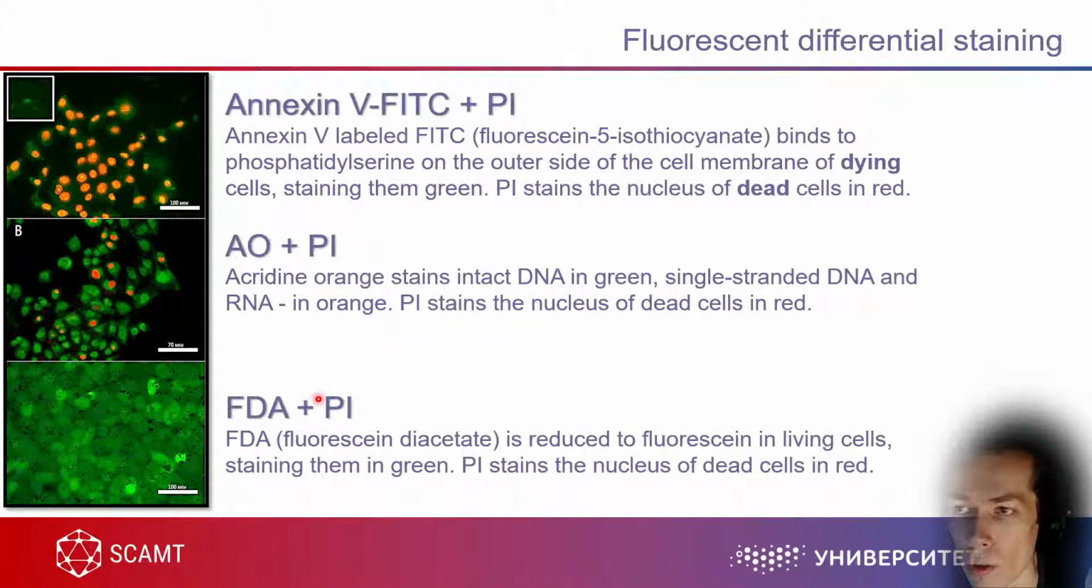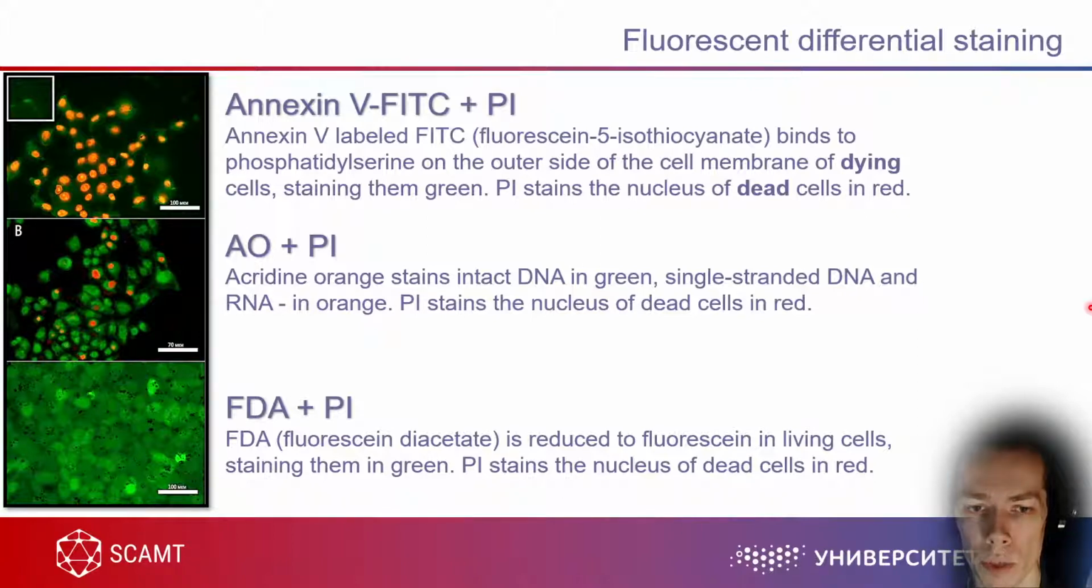So what about fluorescent staining? Fluorescent staining, in other words, can also be called differential staining. Why differential? Because you need to differentiate something. So basically you never stain your cells just to stain. You need to distinguish, for example, live cells from dead cells, or one organelle from another organelle, or one cell type from another cell type. So you need to differentiate something from something, find some difference. That's why fluorescent staining is called differential staining.